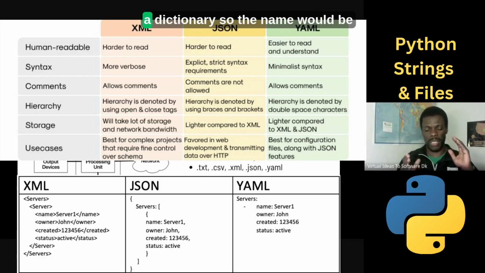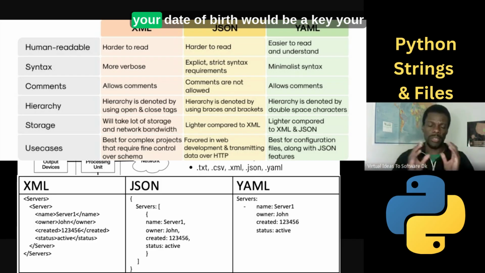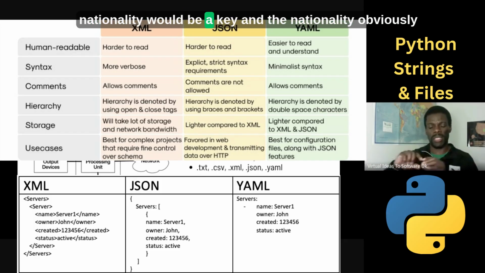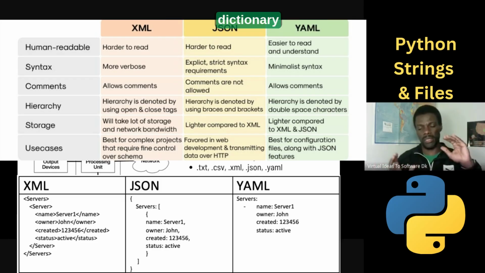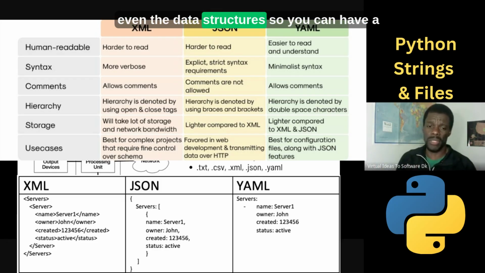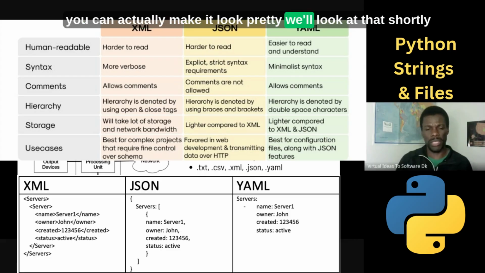But the JSON is pretty much just a dictionary. So the name would be your key, and your actual name will be the value. Your date of birth will be a key, and your date of birth will be the value. Your nationality will be a key, and the nationality obviously the value. So that's why it's a dictionary format, and a dictionary can hold many data types, even the data structures. So you can have a nested dictionary, and there are ways that you can actually make it look pretty. We'll look at that shortly.